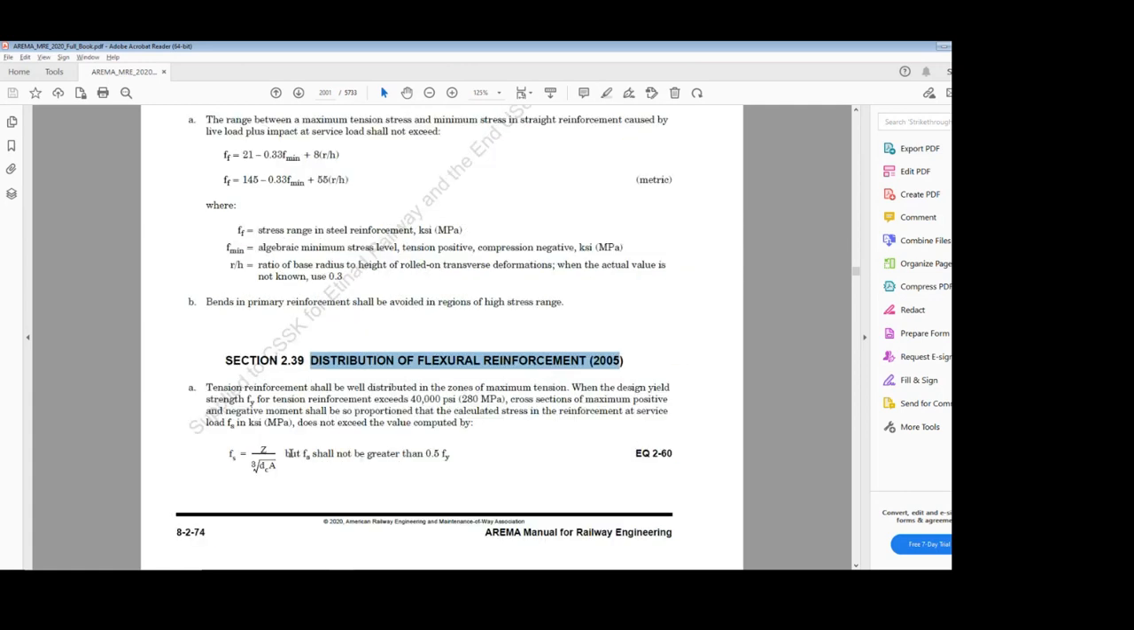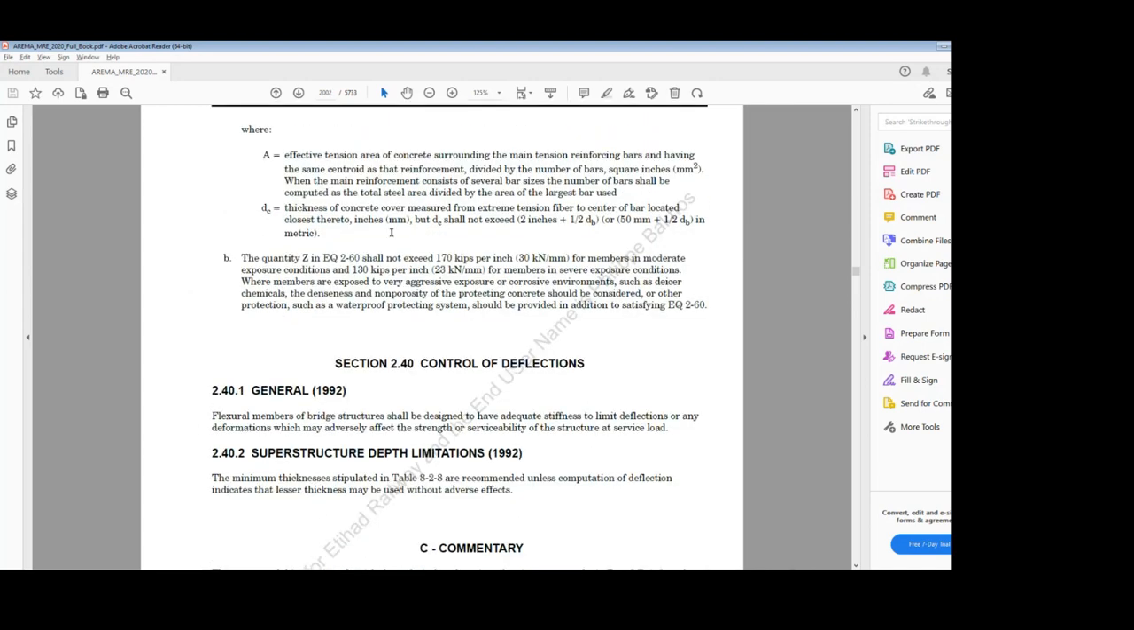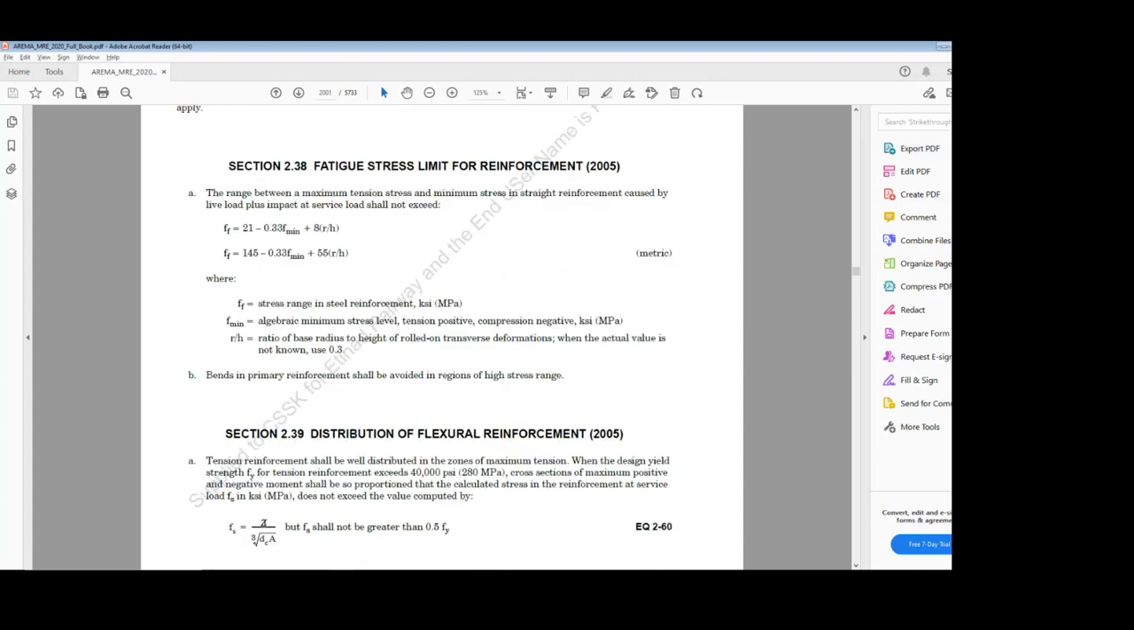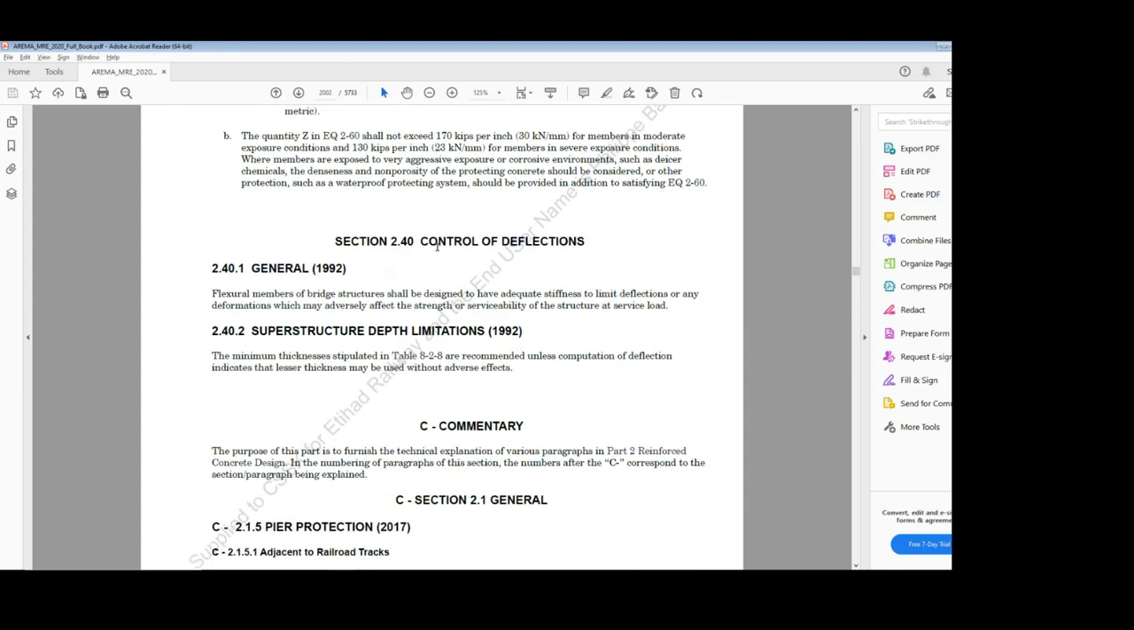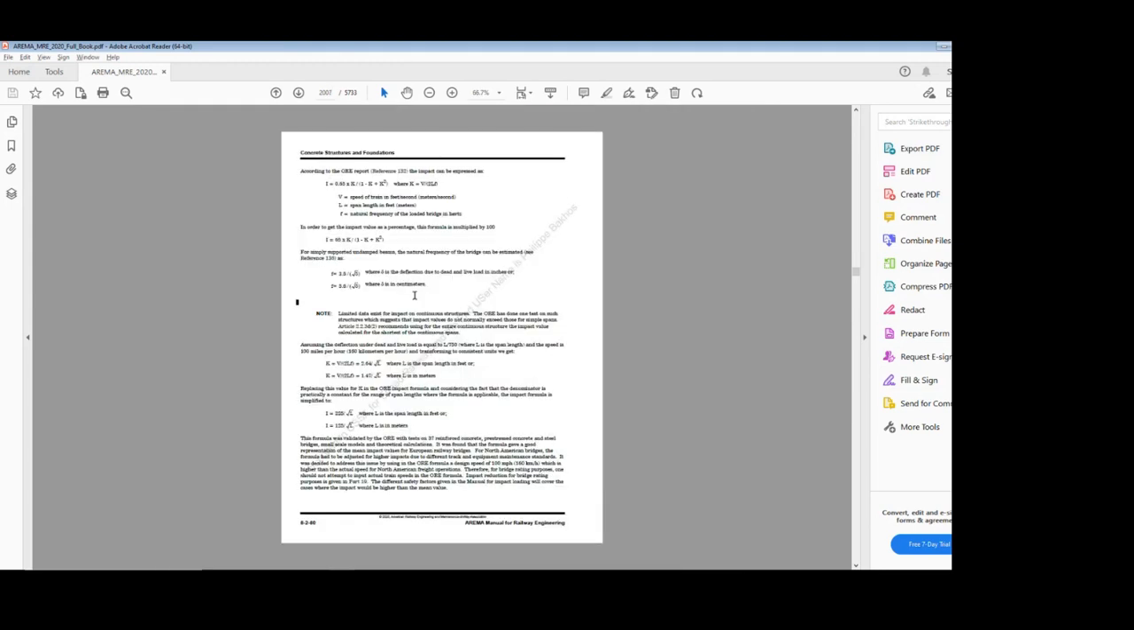This is the permissible stress, equal to z under cubic root of dc into A, which should be less than 0.5 fy. Basically, this z corresponds to the limit of crack width. If your permissible crack width is 0.3 mm, then you have to use 30 kN per mm. If your permissible crack width is 0.2 mm, then you have to use 23 kN per mm for this z value. Control of displacement has some commentary given here, for this chapter.